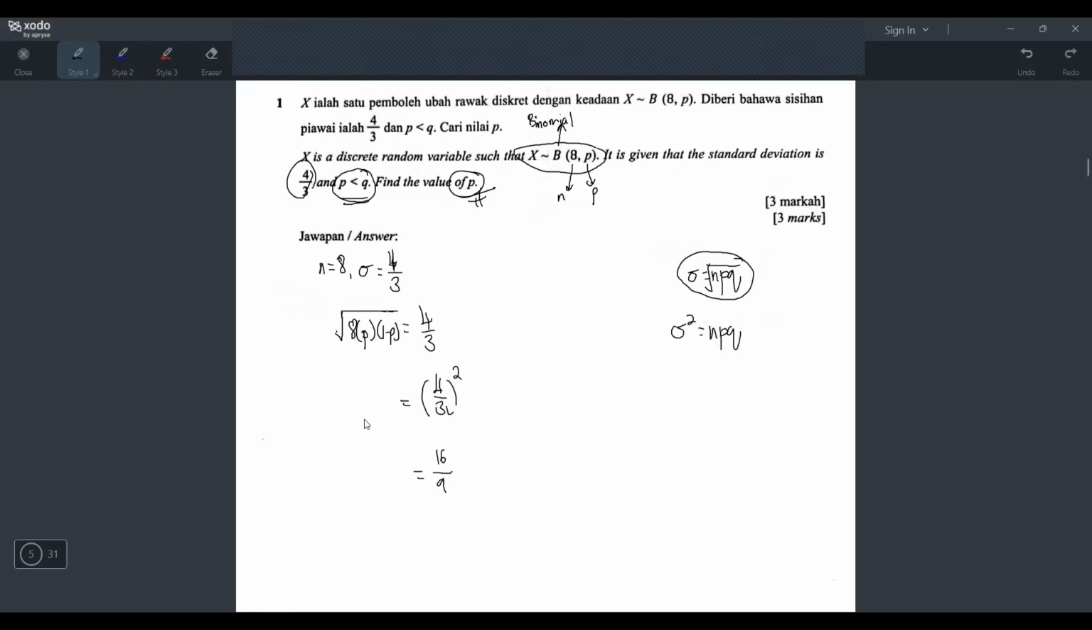And then times 1, you end up with 8p, and then 8 times p times negative p becomes negative 8p square. All you are doing is just opening the bracket, you just expand, right? Okay, after you reach here, you can see that this equation got square, right? So when it got square, usually what I will do is I will change it to general form.